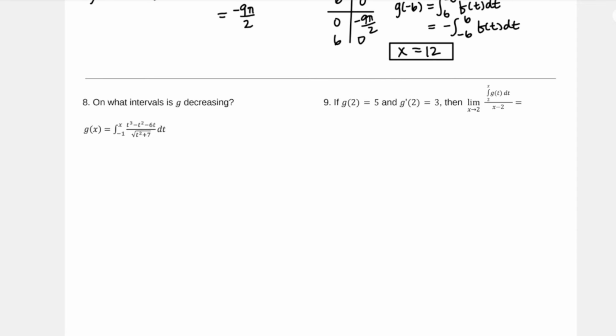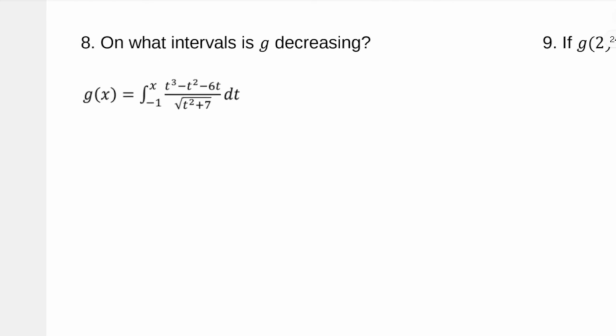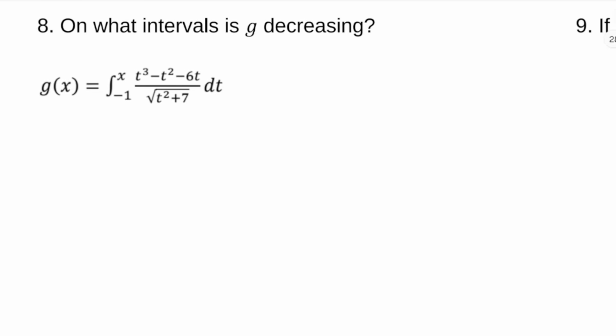All right, now for 8 and 9, okay, I have two different things going on. So on what intervals is g decreasing? Okay, we can do this. Seems like we've only been finding where the function is decreasing, not everywhere it's increasing, but I'm sure that time will come. We're going to need to find where g prime is less than 0. So I'm going to plug in x for t.